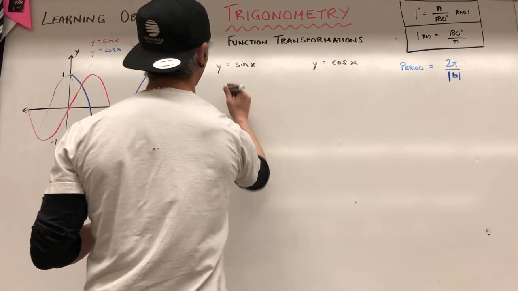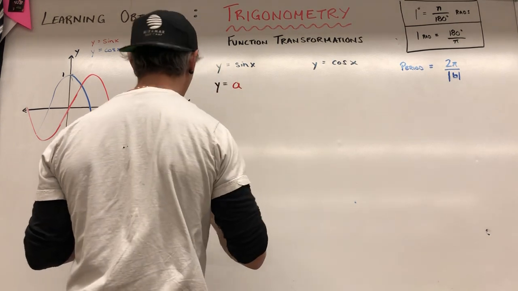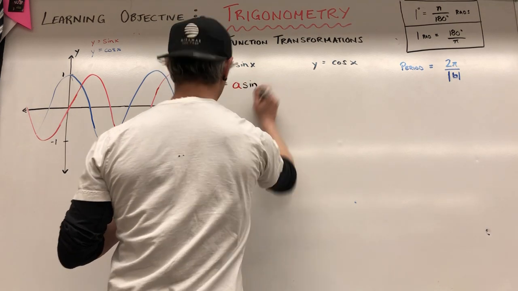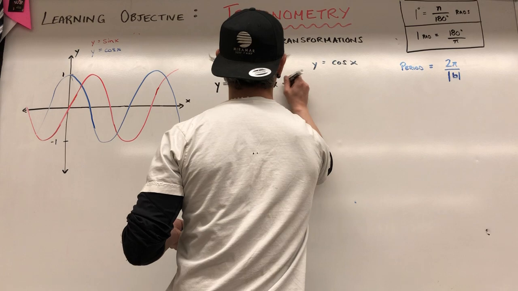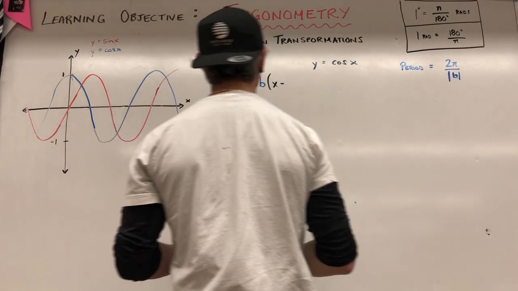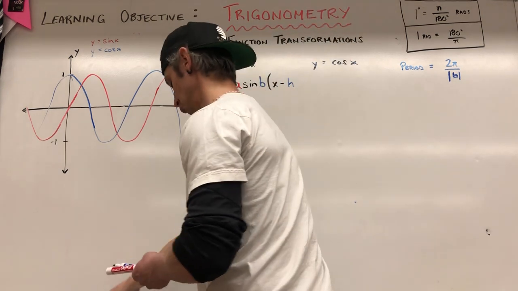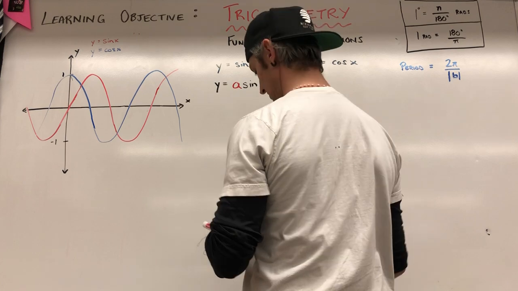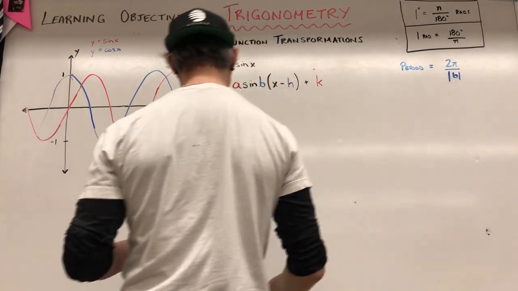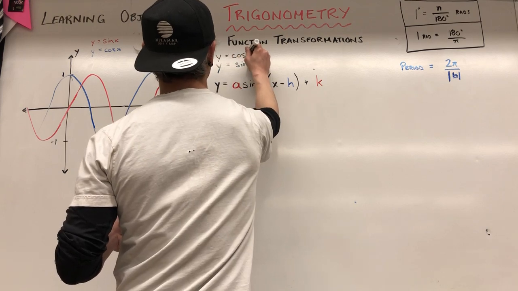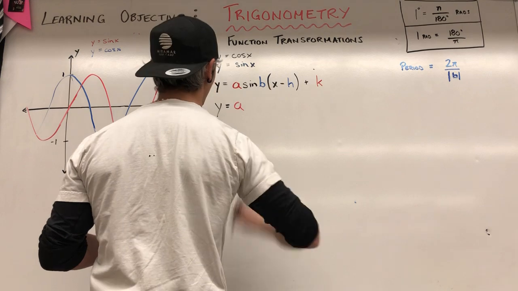Our transformations look like they have looked in all the other units: y = A sine(B(x minus H)) plus K. These are the functions up here, and this is the transformation of sine. The transformation of cos is exactly the same, except we replace sine with cos.